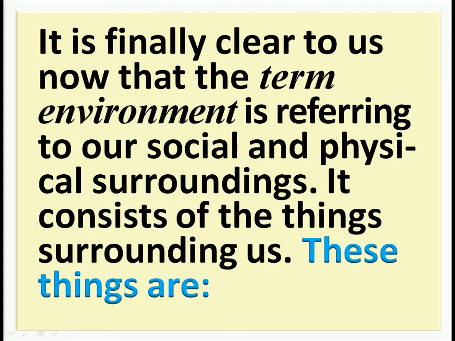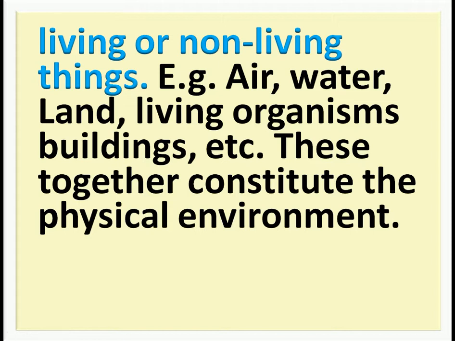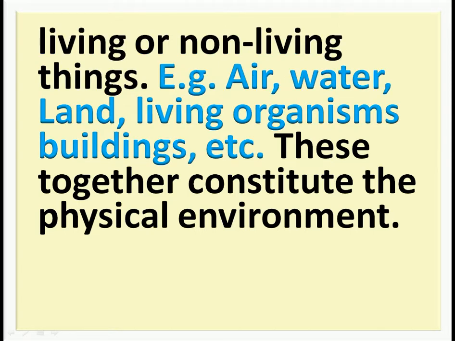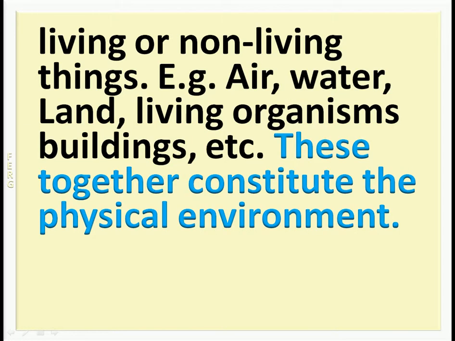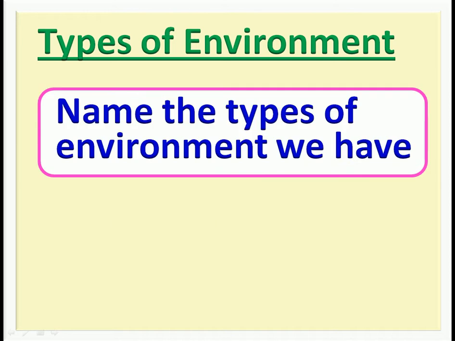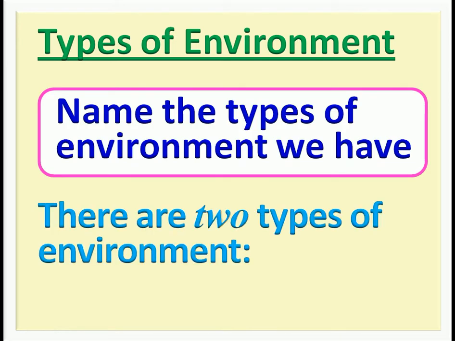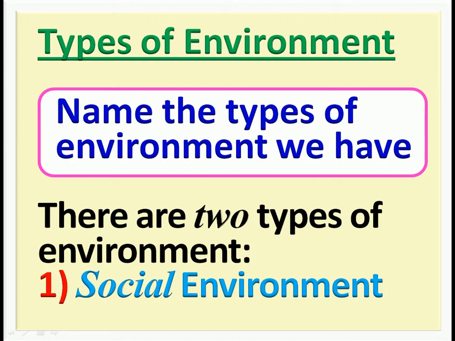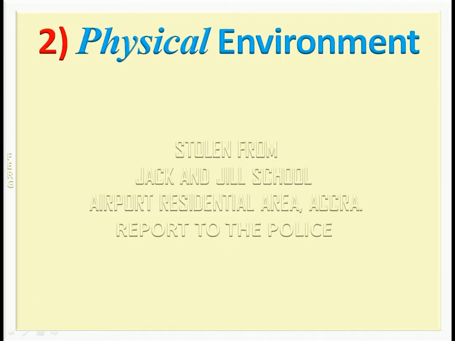These things are living or non-living things. For example, air, water, land, living organisms, buildings, etc. These together constitute the physical environment. Types of environment. Name the types of environment we have. There are two types of environment. 1. Social environment. 2. Physical environment.